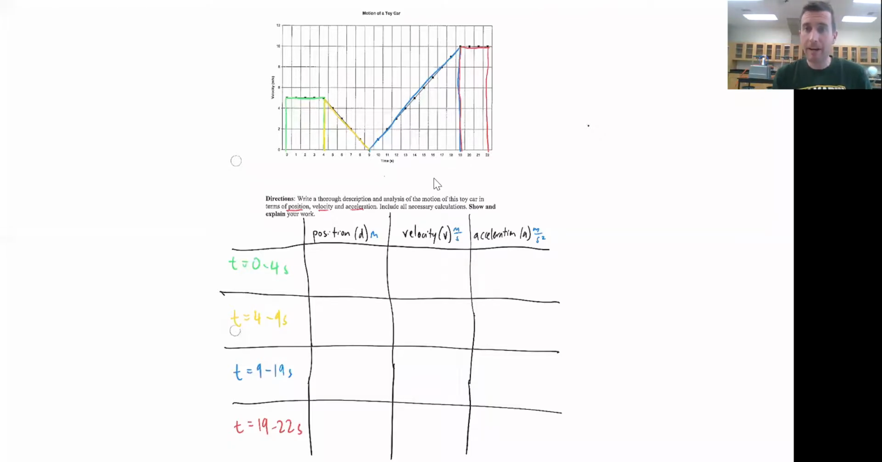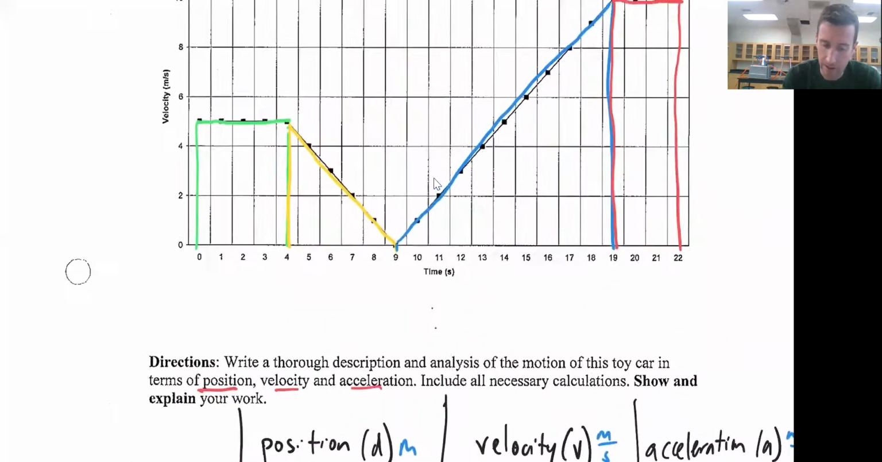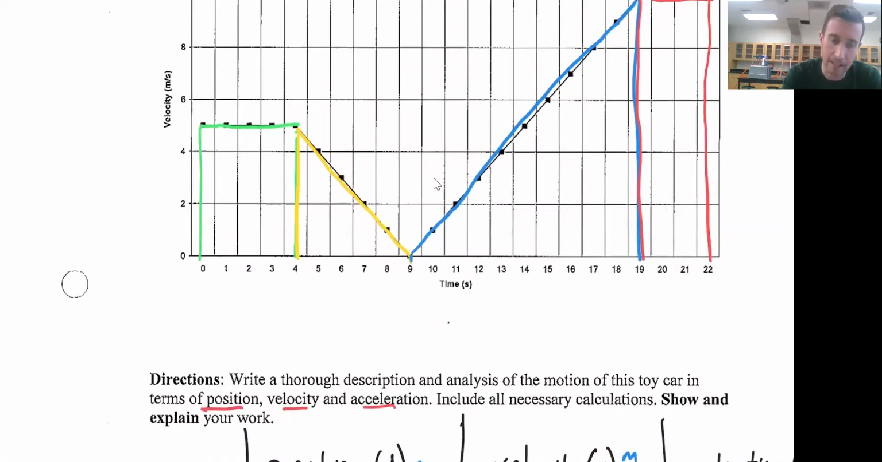All right, so now that you've had a chance to give this a go, let's talk through how you might logic out a way to determine what's going on. I find it easiest to start with velocity because this is a velocity versus time graph. So here's my graph showing velocity on the y-axis and time on the x-axis.